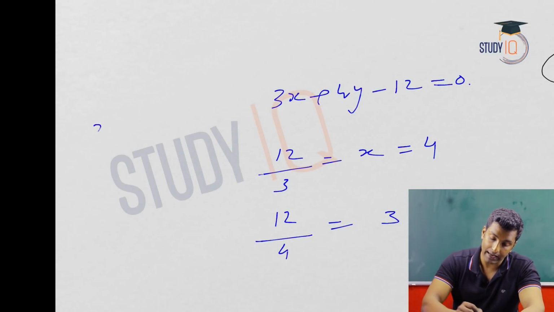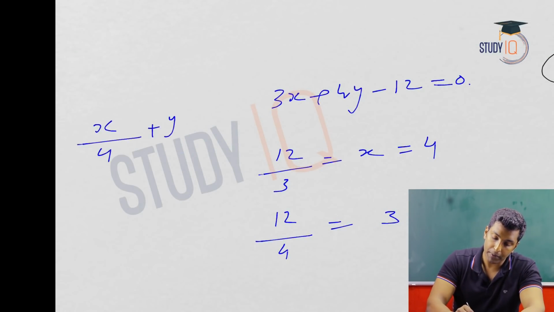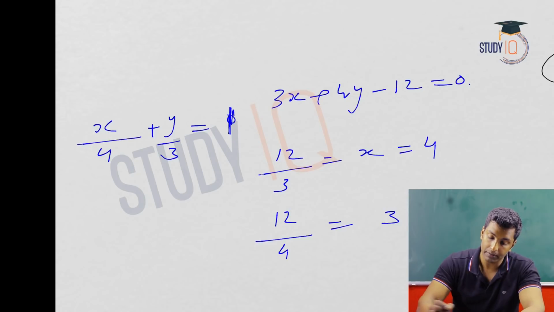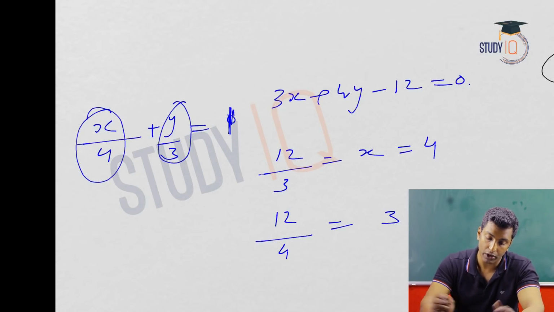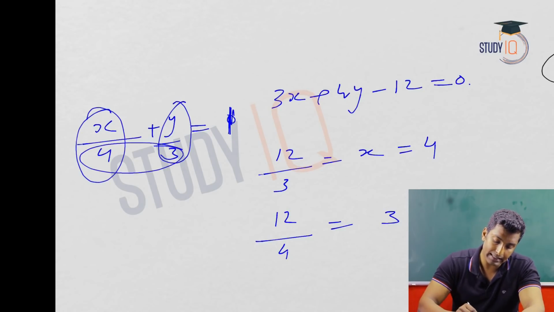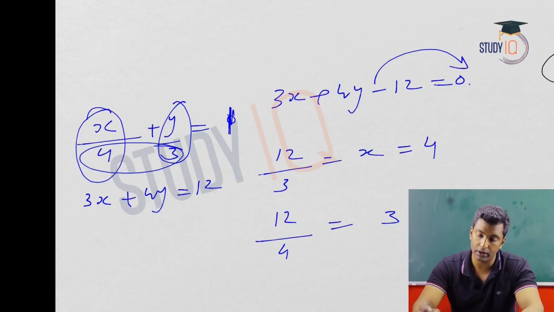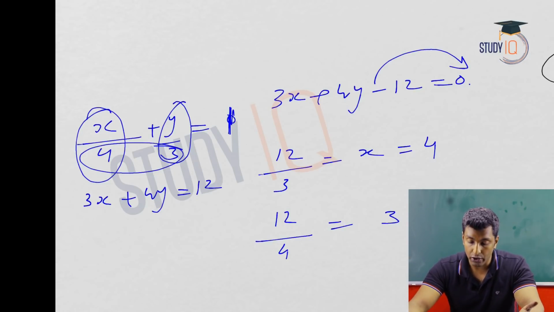So this equation you will again write as x by 4 plus y by 3 equal to 1. This is x by a plus y by b equal to 1. Now when you take the LCM, this becomes 3x plus 4y equal to 12. Why 12? Because this is going to the other side and will become 12. So I hope you understood. So the general equation is given.